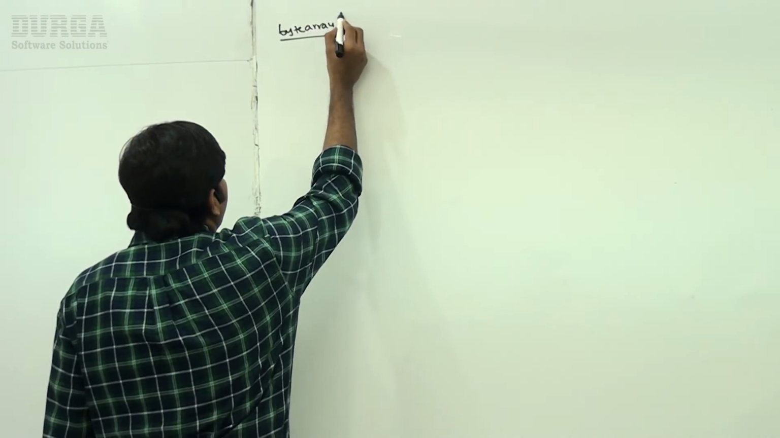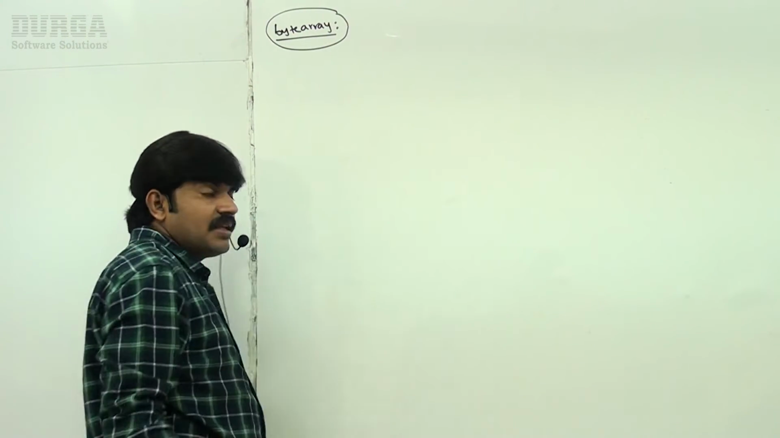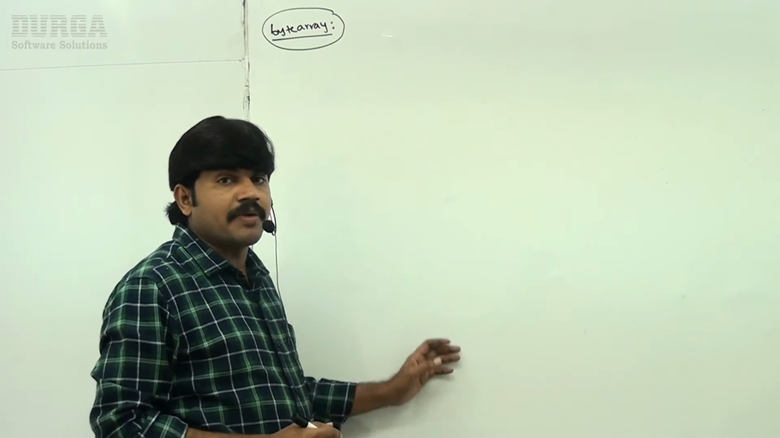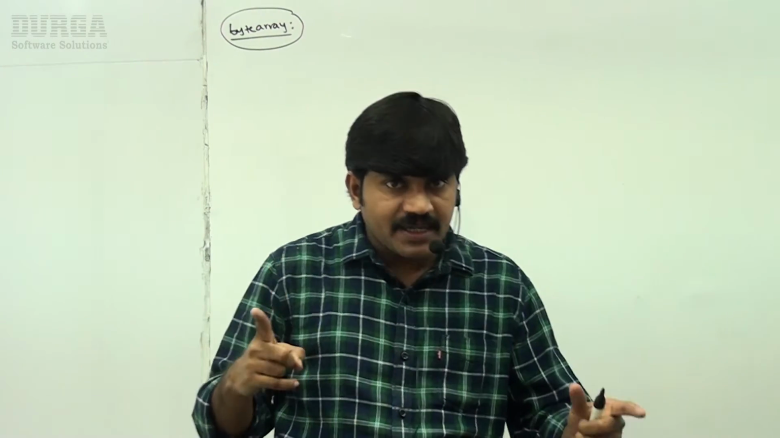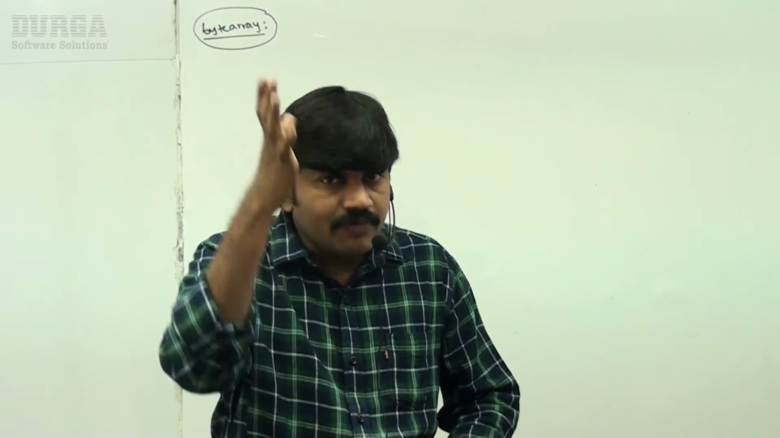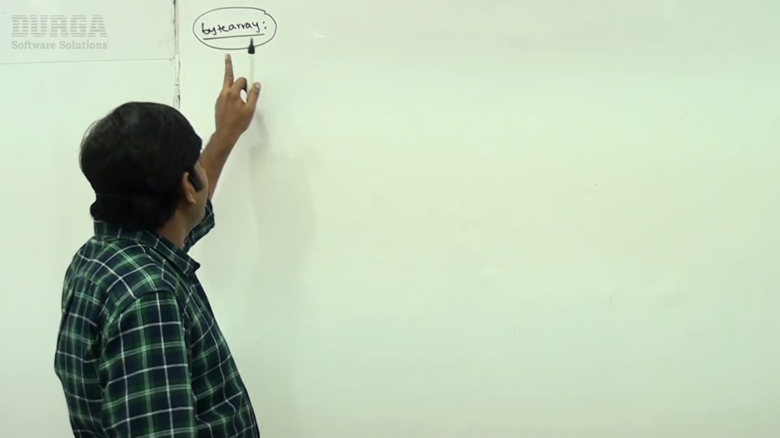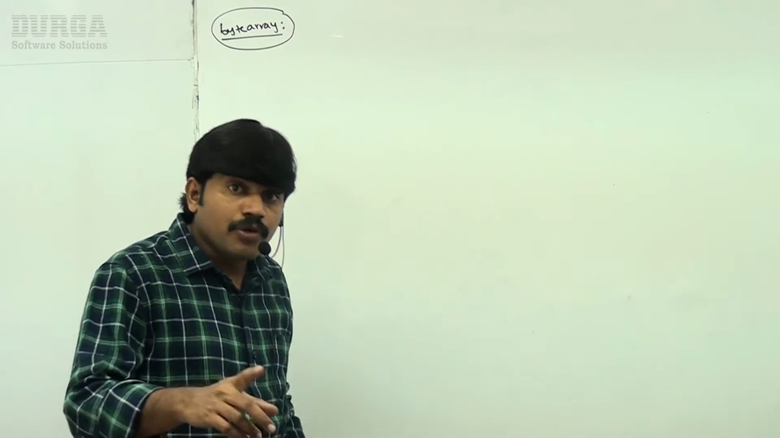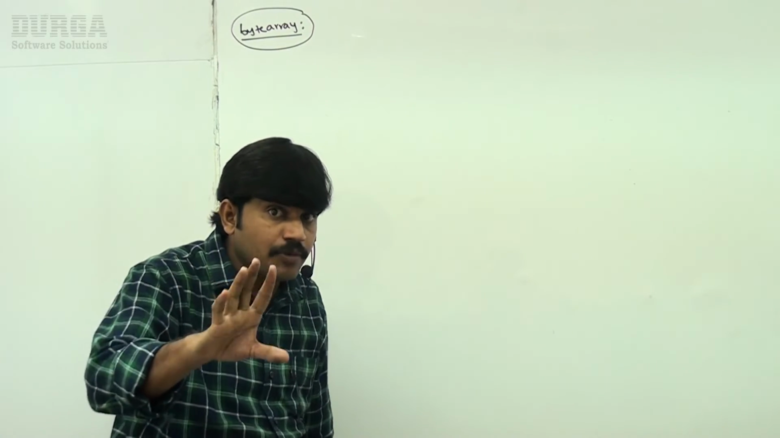Now the next data type we have is bytearray. Then immediately you may ask, what is the difference between bytes and bytearray? Very simple. The bytes data type and bytearray are both the same. Only one difference: bytes is by default immutable. If I want mutable bytes, then we need to go for bytearray. Bytearray is mutable, bytes is immutable.